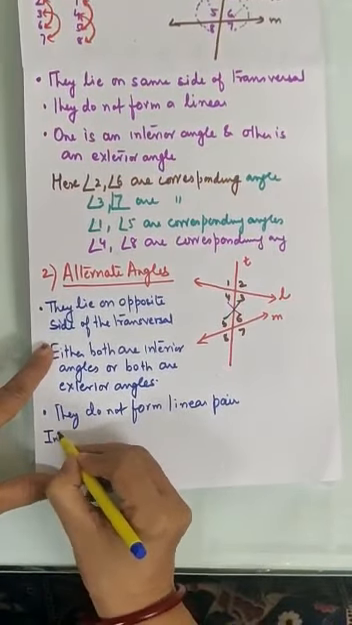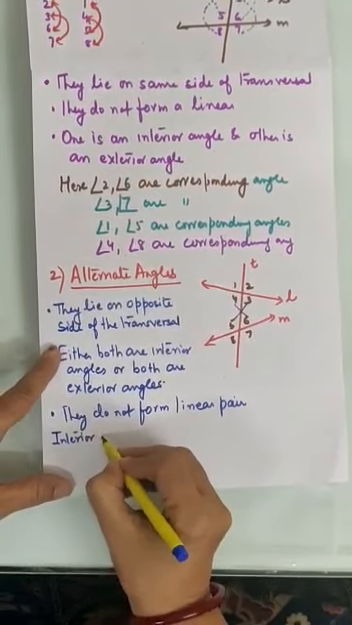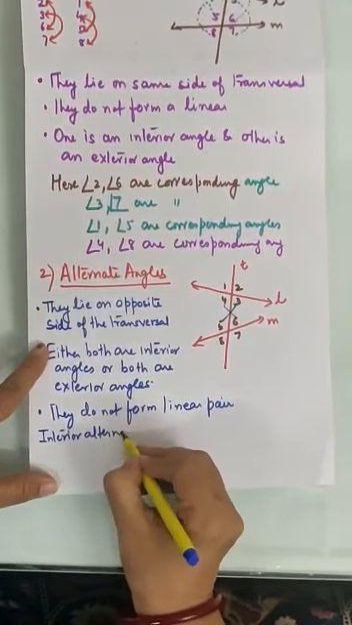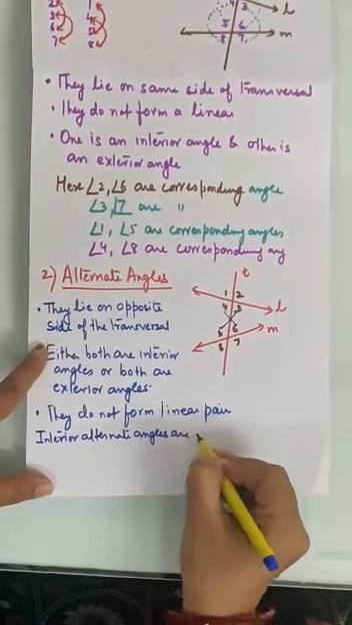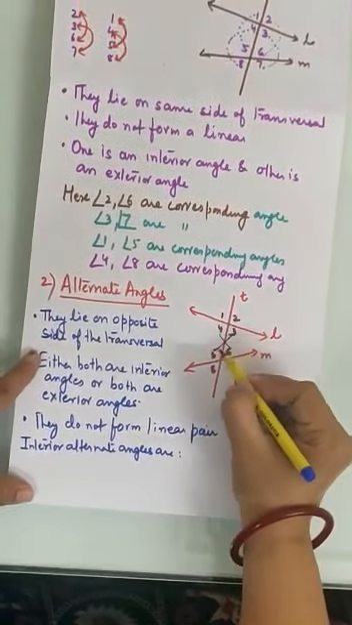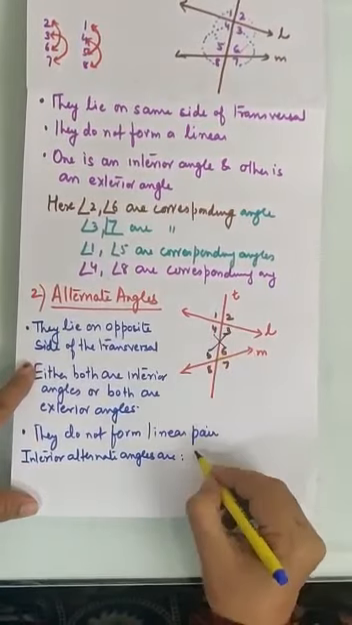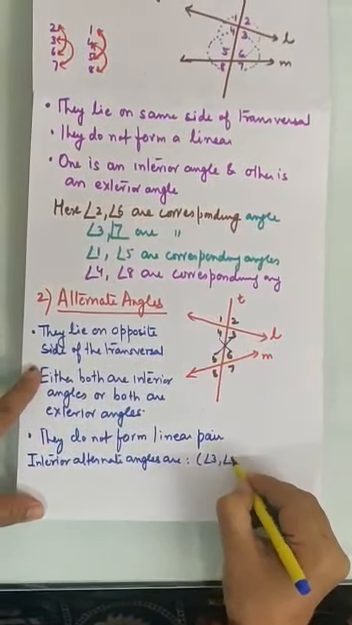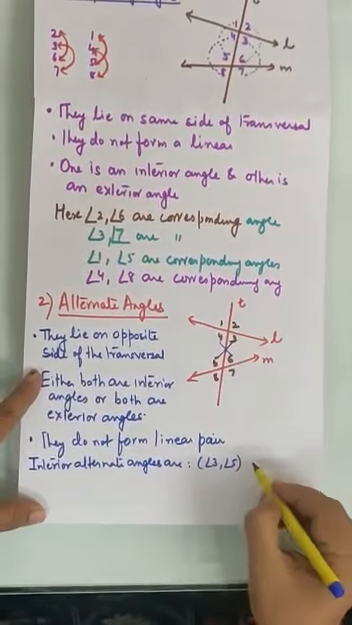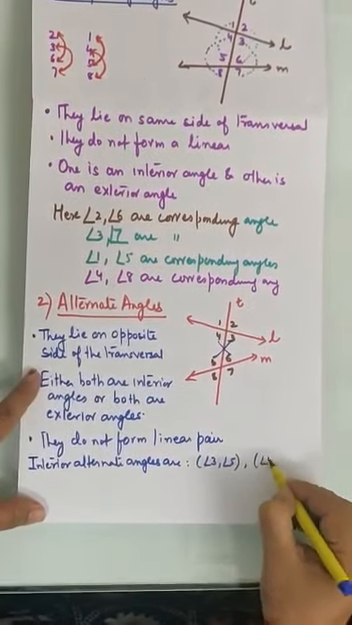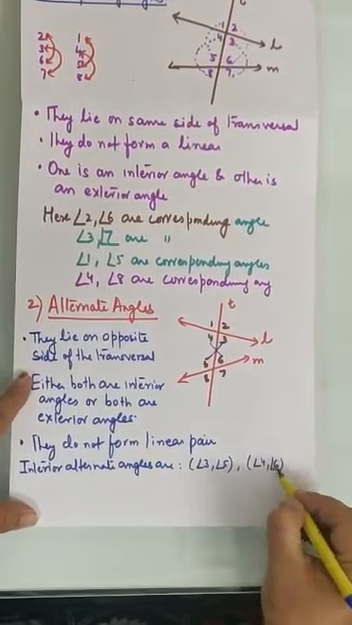So interior alternate angles are 3 and 5, angle 3, angle 5, angle 4 and angle 6, angle 4 and angle 6.